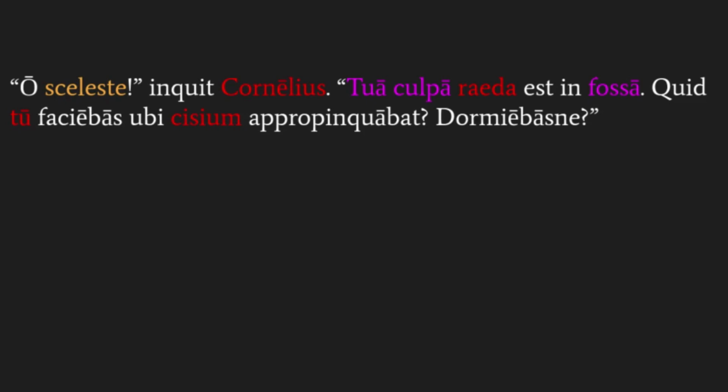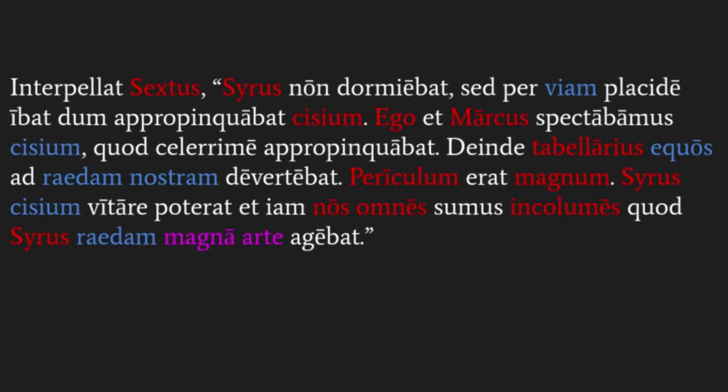Then he says, dormiebasne. Here, the -ne just means you're asking a question where you're anticipating a yes or no answer. So you don't need to translate it as anything. It's called an enclitic. It's just stuck on the end of the verb. So pretend it's not there. The main verb is dormiebas. You were sleeping. But again, because it's a question, flip it around in English. He's asking, were you sleeping? Were you asleep? Right?